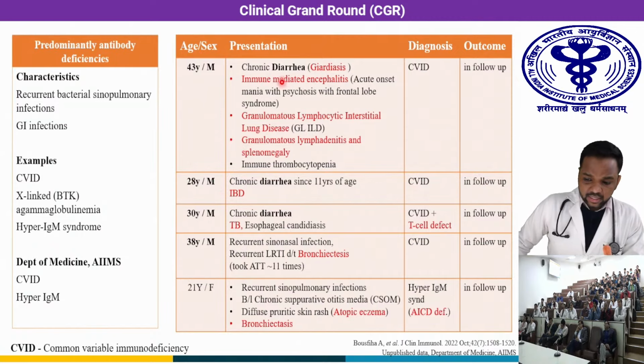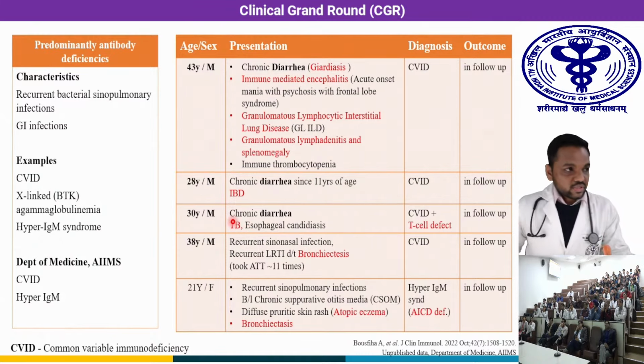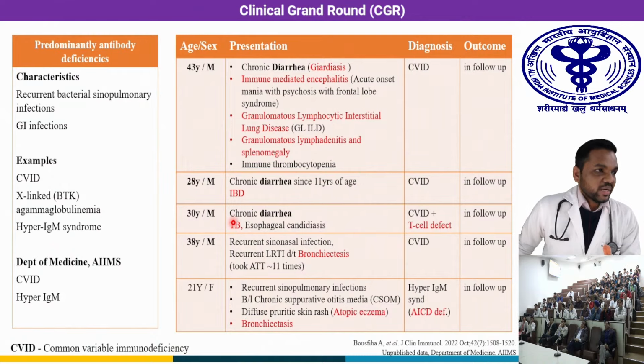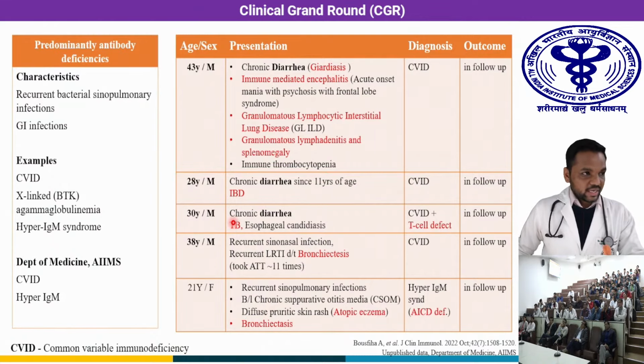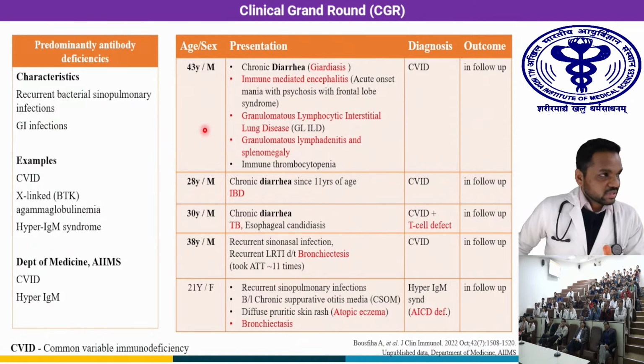The interesting thing to note is that 3 of our CVID cases presented with chronic diarrhea. But if we see the etiology, in one it was giardiasis, in another it was IBD, and in the third it was tuberculosis. So patients can present with similar presentation but have a different etiology, thus implicating a different approach in treating these patients. One of the cases also presented with immune mediated encephalitis and granulomatous lymphocytic ILD. This case was managed with the help of our department of neurology, and he is doing well right now.